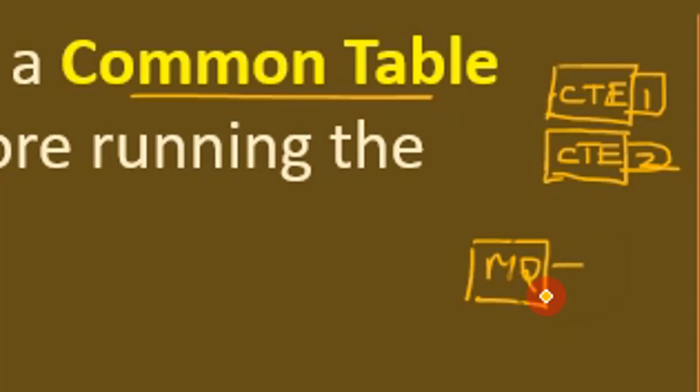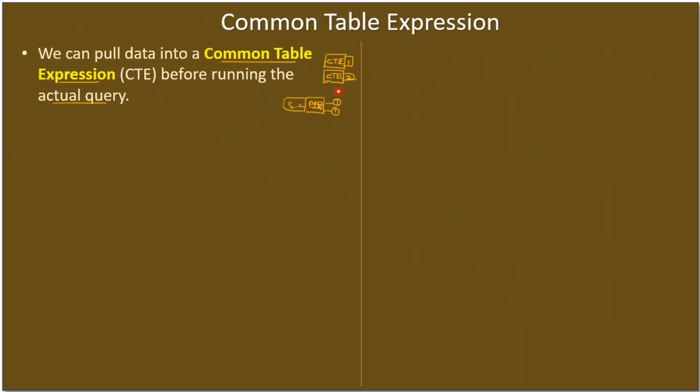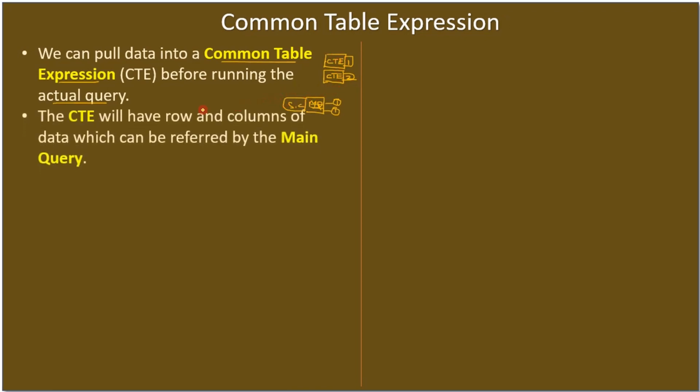Then the main query can make join with CTE or make use of the previously created CTE entries and performs its script execution. So instead of main query, we can even call it as a script code. And script code can make use of these previously defined tables. The CTE will have row and columns of data. So in-memory table, right, row and column of data, which can be referred by the main query or the SQL script that is running afterwards here.